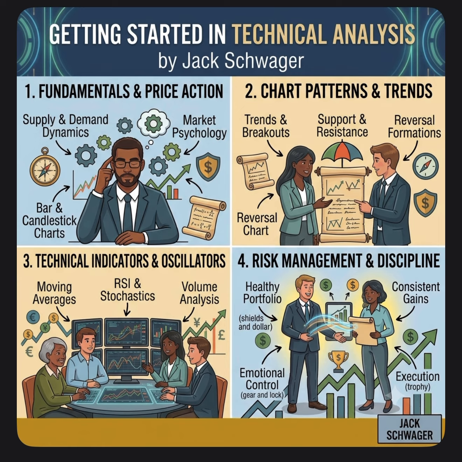Jack Schwager steps in with a dose of reality. Indicators are not magic indicators of future wealth. They are simply mathematical derivations of price and volume data. They follow price. Price does not follow indicators. Schwager breaks indicators down into two primary types to help Alex simplify his setup.